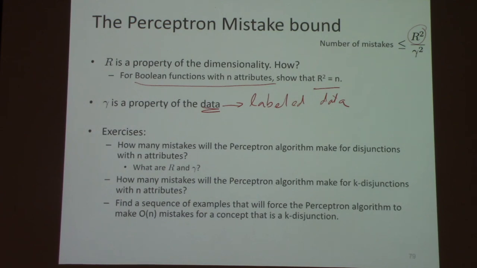Question. Are we assuming that we have a data set that spans everything? Assume you have the entire data set, all 2 to the power n Boolean points. Okay. Yes.